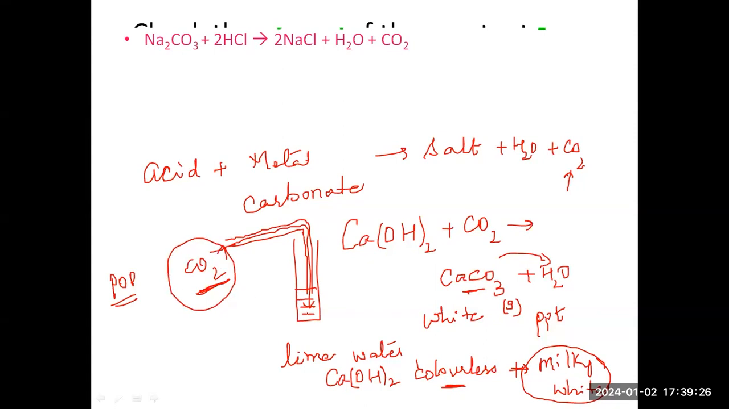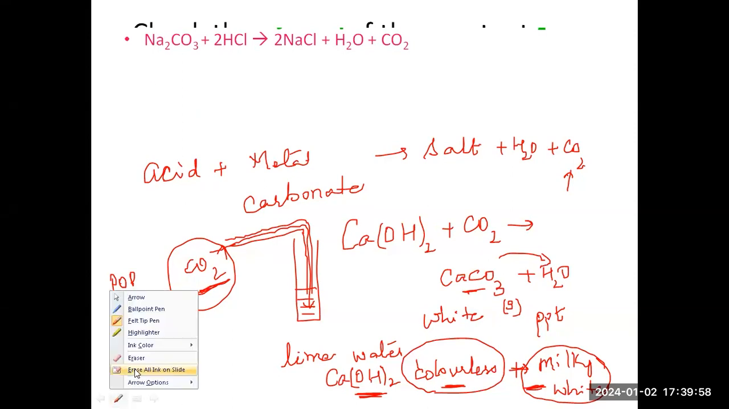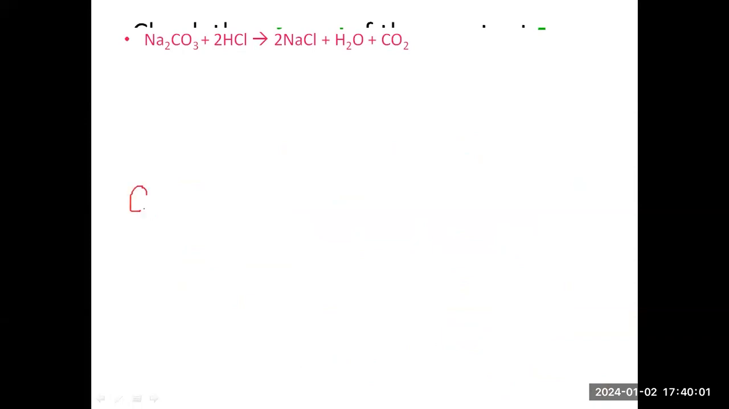If you allow more carbon dioxide to react with lime water, then it goes one more step further. Means in the first step, it became milky white. And if you keep passing CO2 gas into this milky white mixture, the contents again become colorless. Why does this happen? Because one more reaction takes place. Let me write it here on screen.